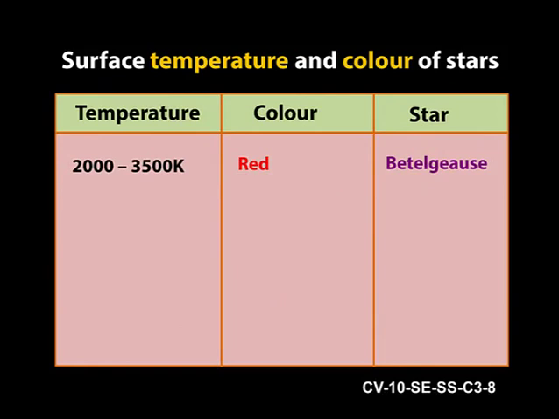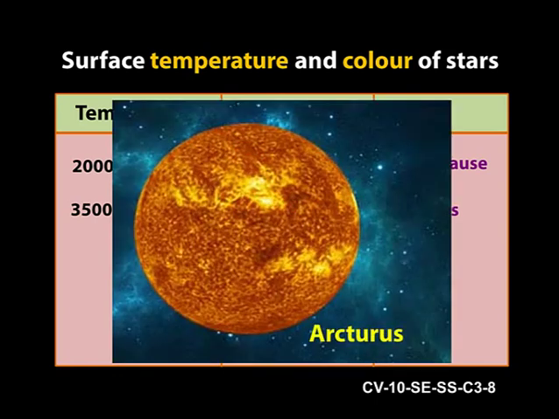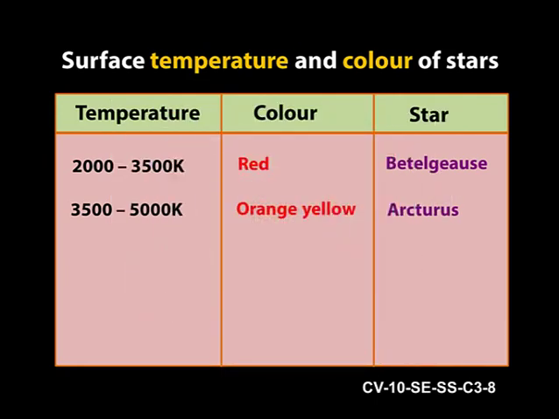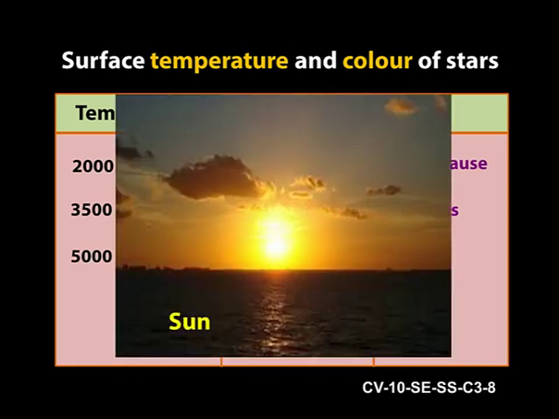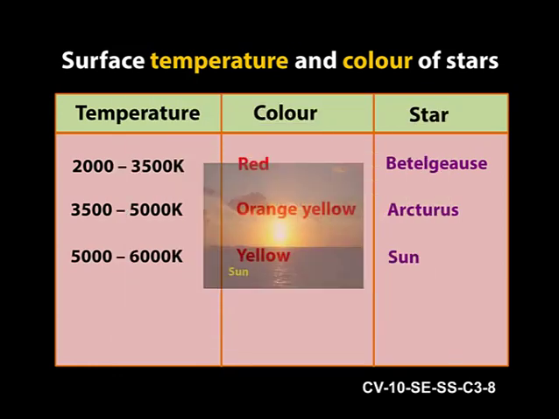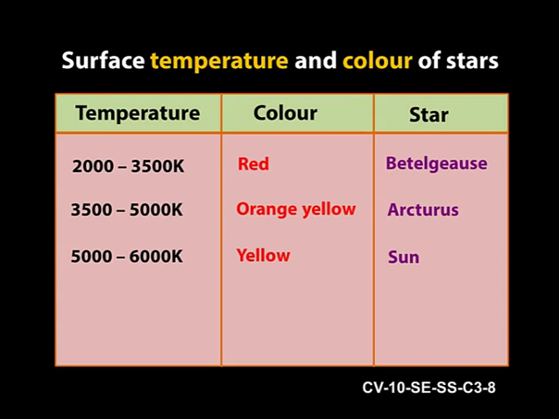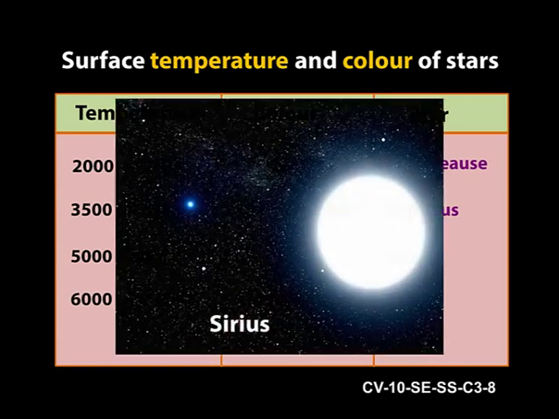Similarly, a star of surface temperature of about 3500 to 5000 Kelvin appears orange-yellow. For example, Arcturus. A star of surface temperature of about 5000 to 6000 Kelvin appears yellow. For example, Sun. A star of surface temperature of about 6000 to 10,000 Kelvin appears yellowish white. For example, Sirius.